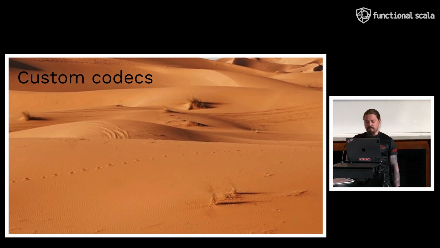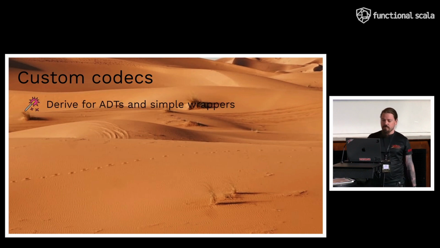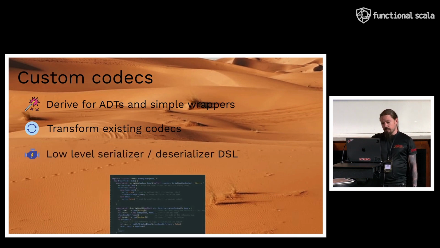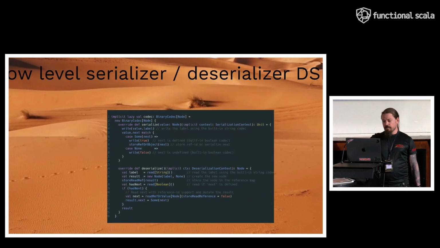The most frequently used way to do that is to derive it for ADTs and for value wrappers, just like with other similar libraries. And of course, you can also transform your existing codecs with the map and contramap functions. And the third option is to write your own low-level code for how to serialize or deserialize a type.